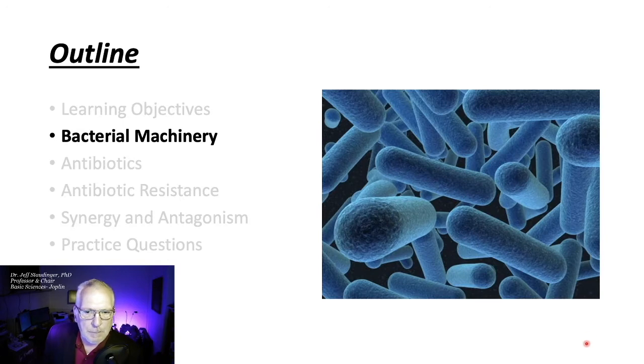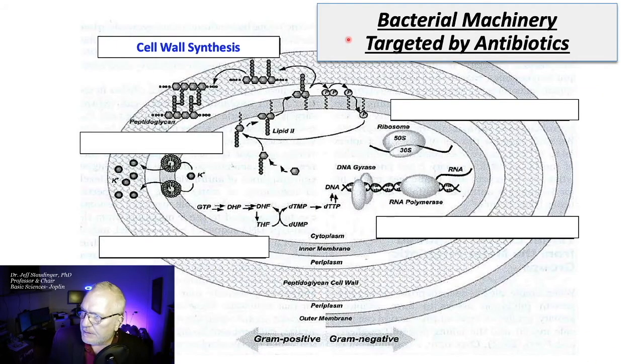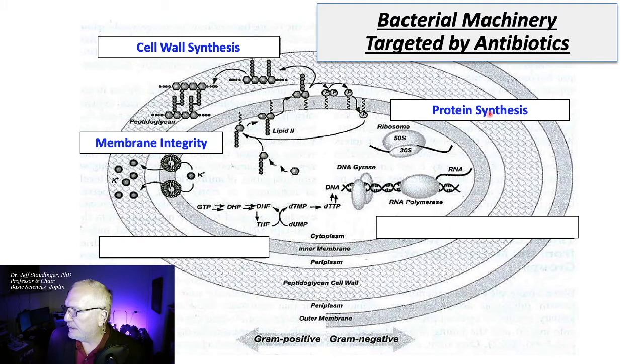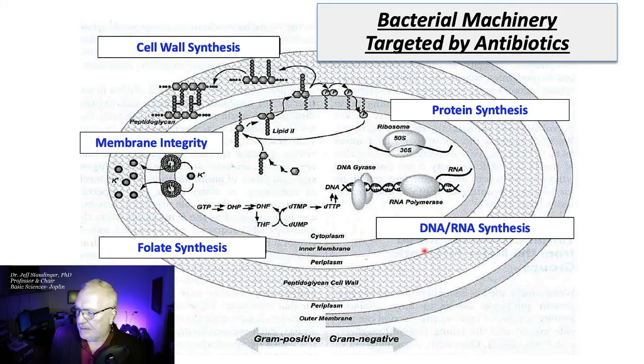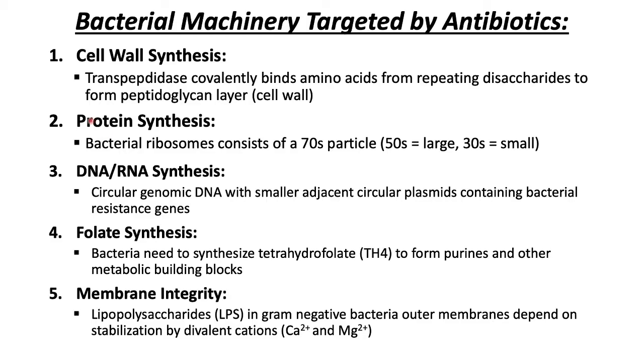Now let's talk about bacterial machinery. There are various aspects of bacterial machinery that are targeted by antibiotics, to include cell wall synthesis, membrane integrity, protein synthesis, folate synthesis, DNA and RNA synthesis. Towards the left are those types of drugs that target gram-positive bacteria. Towards the right are those types of antibiotics that target gram-negative bacteria. Here's a list with a lot more details regarding the specific bacterial machinery targeted by antibiotics.